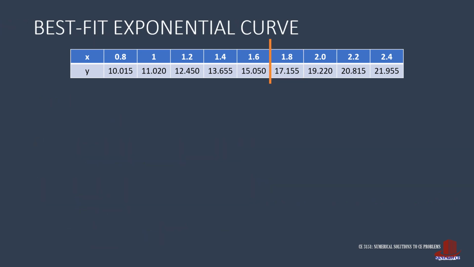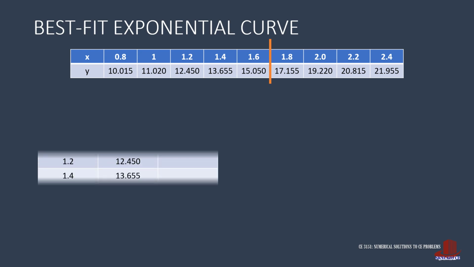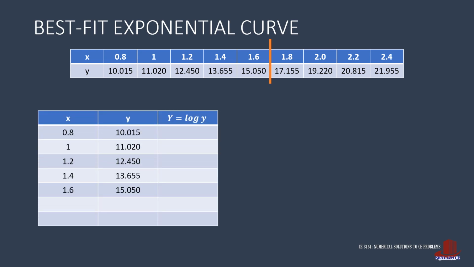This time, let's take the function of the best fit exponential curve of the dataset. From the previous video, it was shown that for this procedure, an additional column is necessary to place logarithm of y. So with the first table of x from 0.8 to 1.6, fill the third column with the logarithm of 10.015, which is 1.00065, all the way through the other y values.